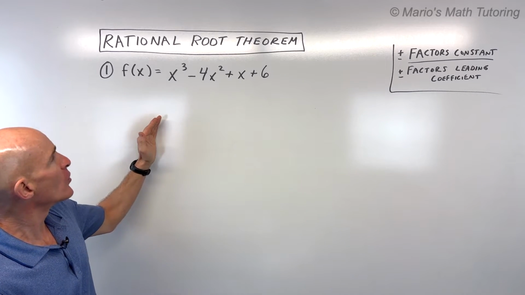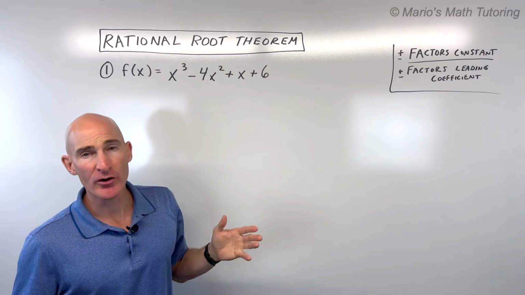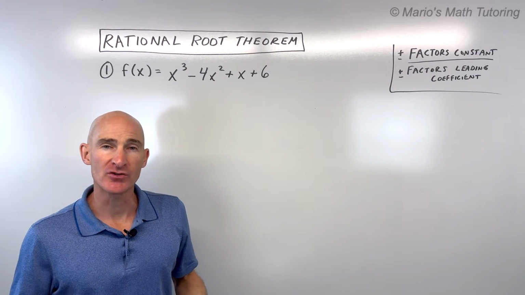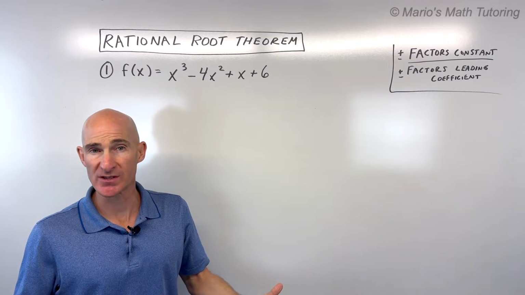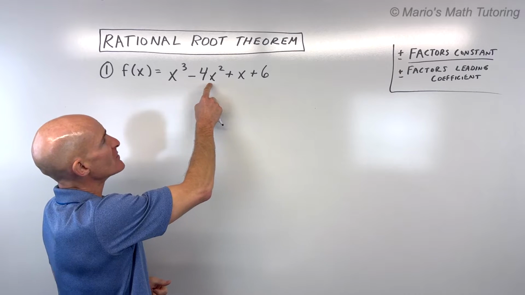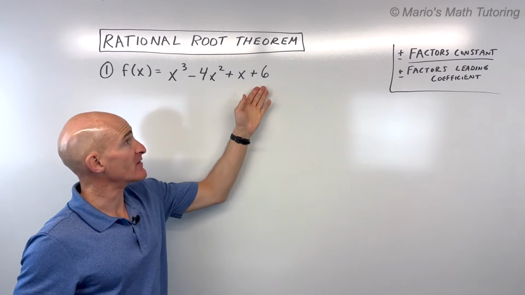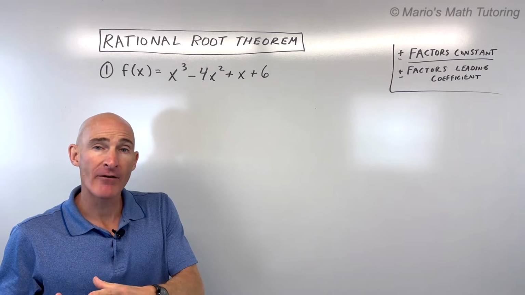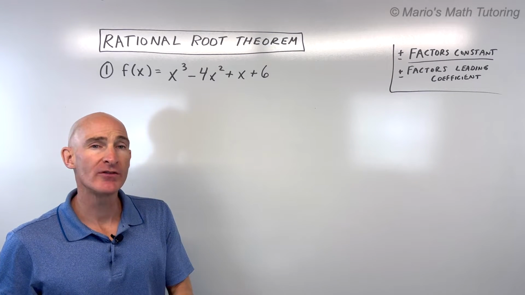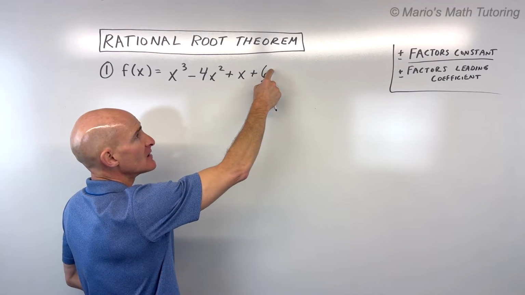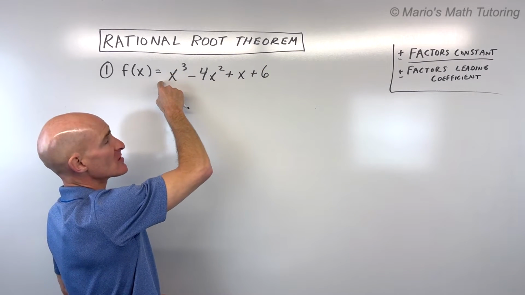So the idea behind the rational root theorem is sometimes when you have a polynomial, you're not able to factor it. So you're not able to find those x-intercepts or those zeros. So what you can do is if the coefficients, meaning the numbers here in front of the variables and this constant term, are all integers, then if you have rational roots, they're going to be of the form factors of the constant divided by the factors of the leading coefficient.